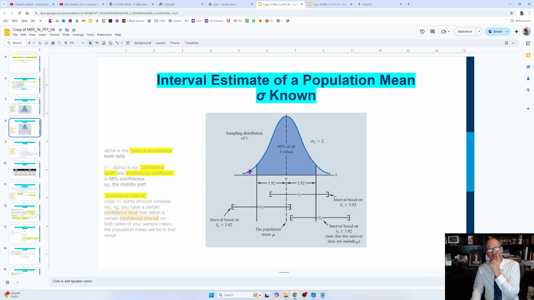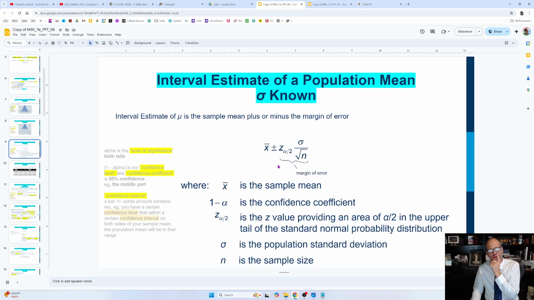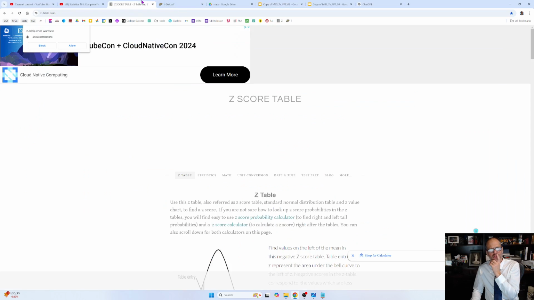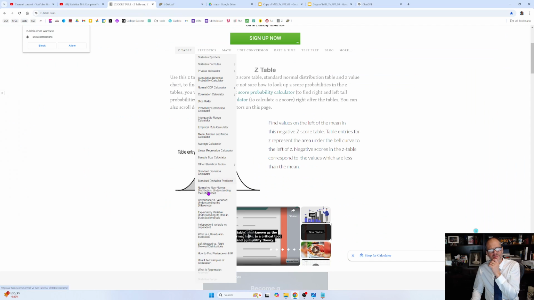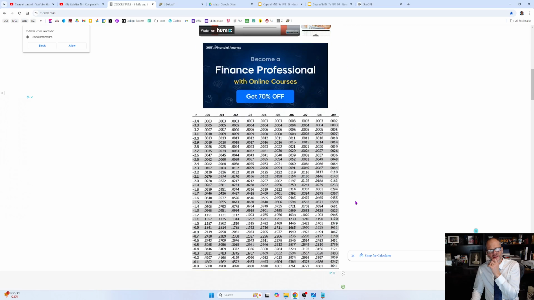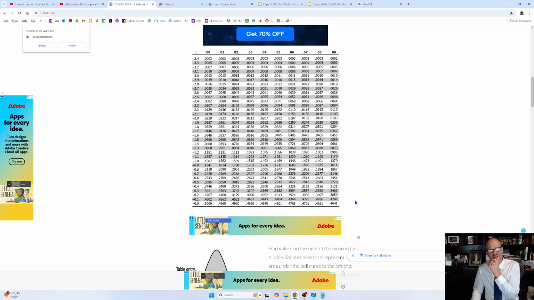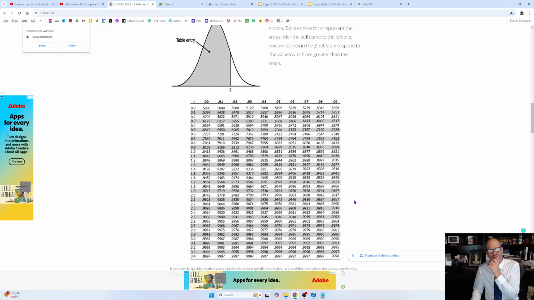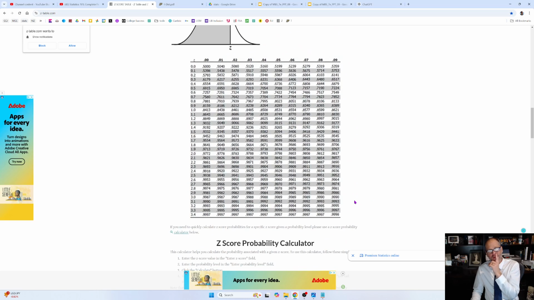So if we take 0.05 and divide it by 2, which is why you have alpha divided by 2, we're going to get 0.025. And with 0.025, because it's a normal distribution, we go to our z-table, and we're looking for 0.025.